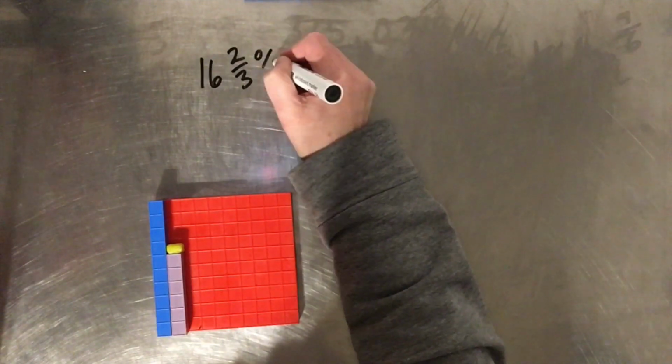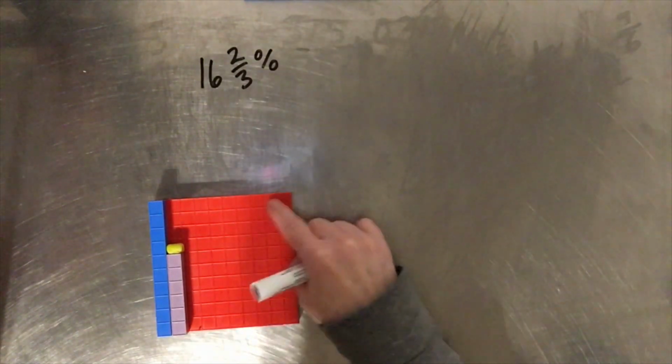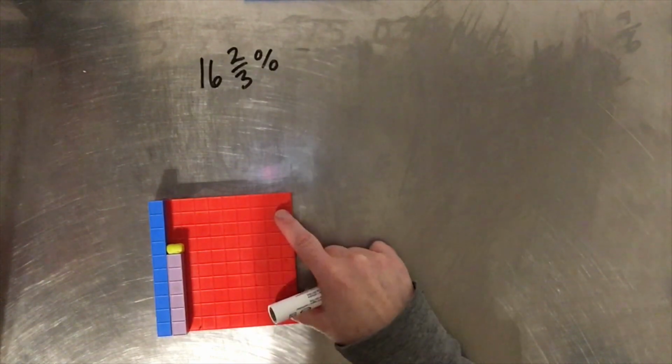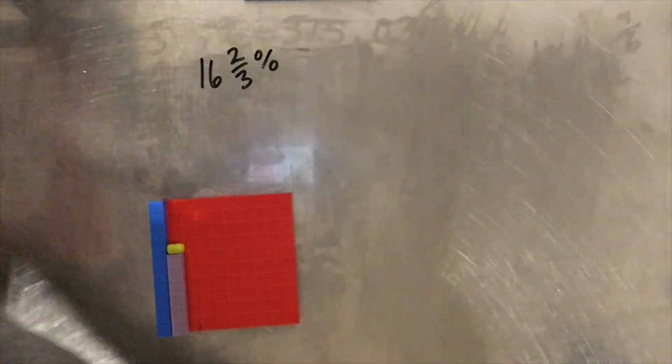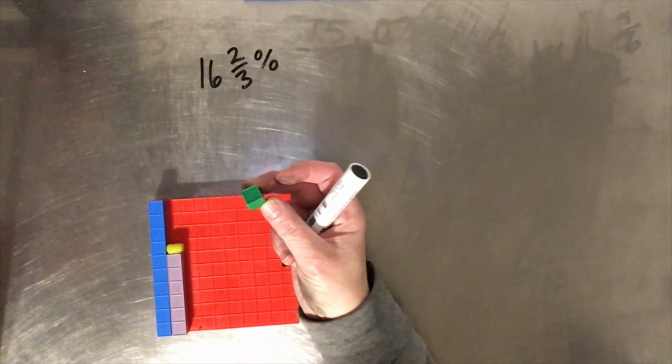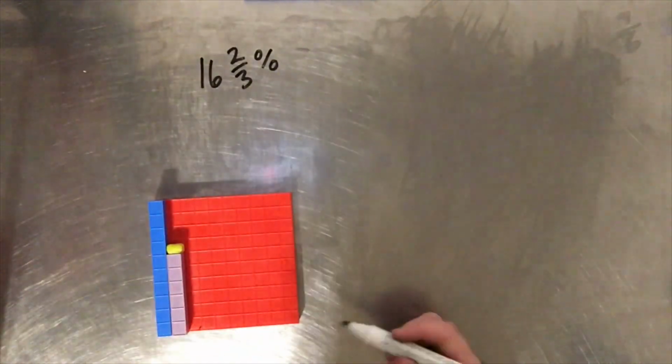So 16 2/3% means that you have 16 2/3 of the 100 pieces, and there's 100 in here. And we've got 16 2/3 of those small pieces. Do you remember we were talking about that size there? We've got 16 2/3 of those pieces. Okay.